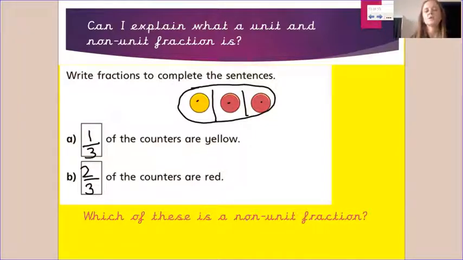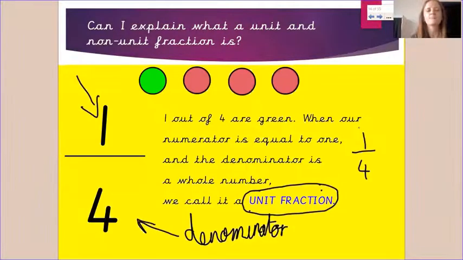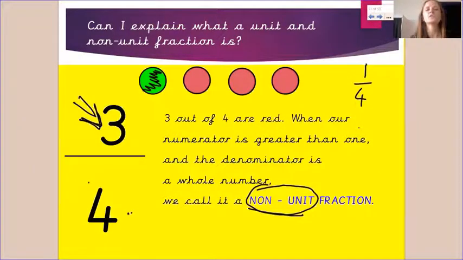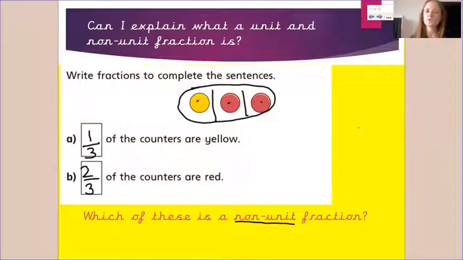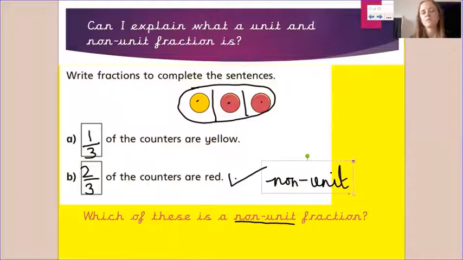And it says which of these is a non-unit fraction. Remember, with your non-unit fraction, a non-unit fraction is where the numerator is bigger than 1. So in which one of those is our numerator bigger than 1? The answer, of course, is our red one. Our red one is our non-unit fraction.